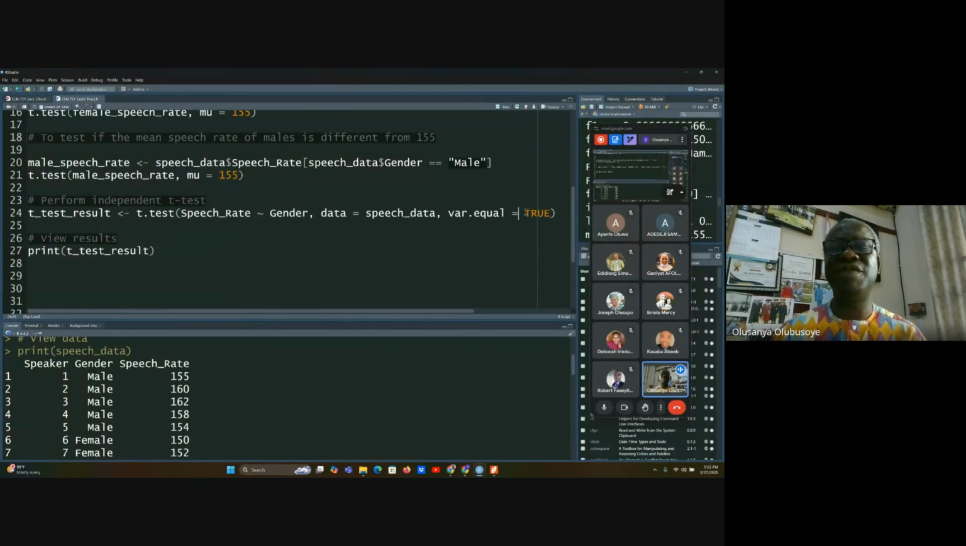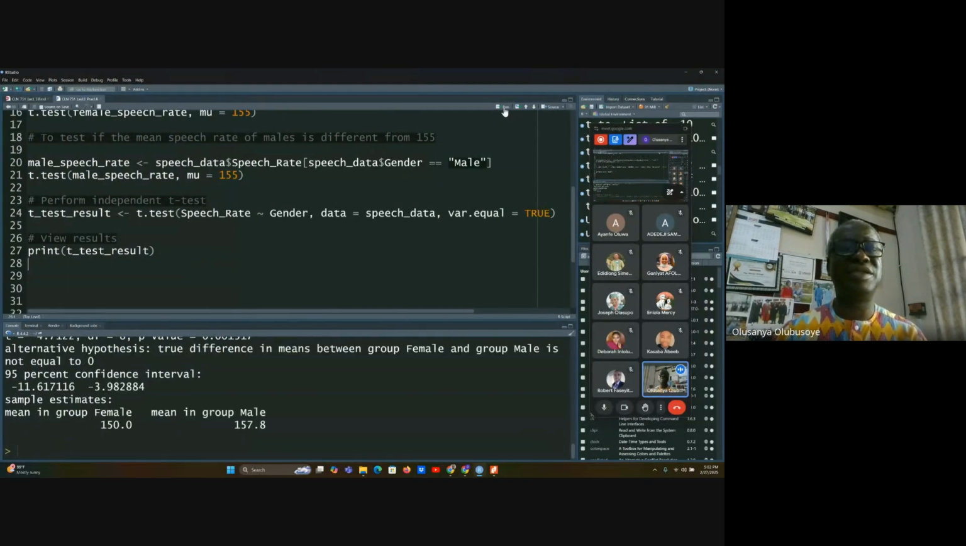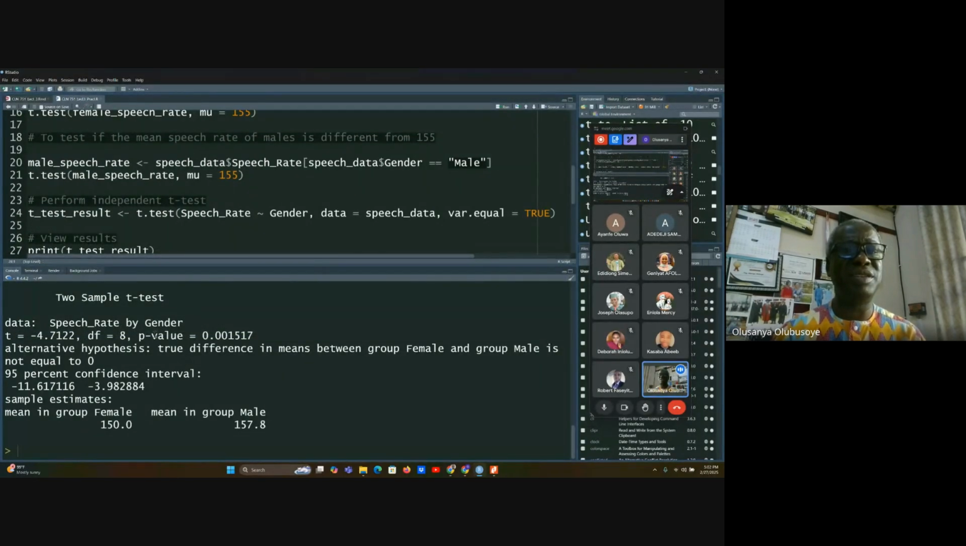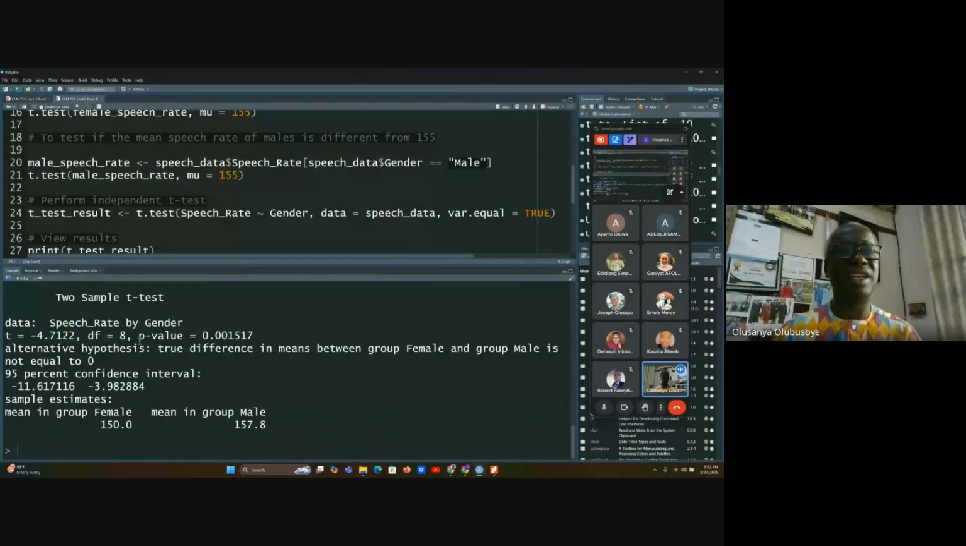they have equal variances. So we can run this, and then we can print the result. And here now, we can interpret this is the T statistics. And then this is the degree of freedom, which is 5 plus 5 minus 2, because we have two groups. That's why it is 8.